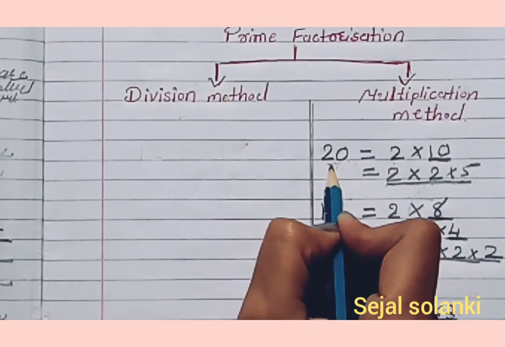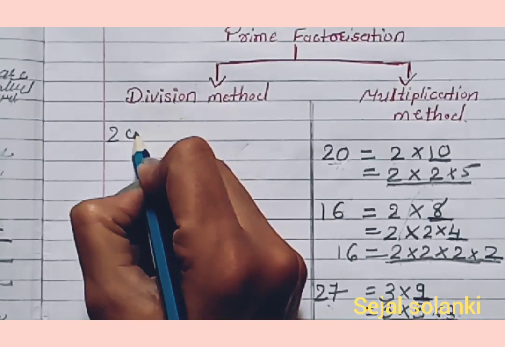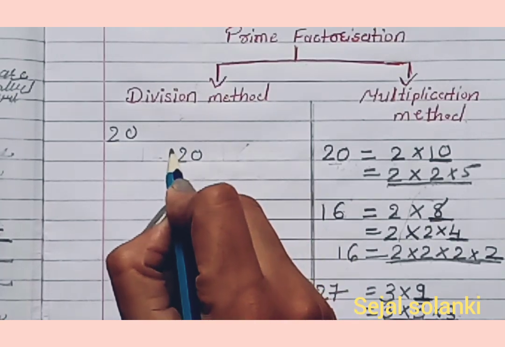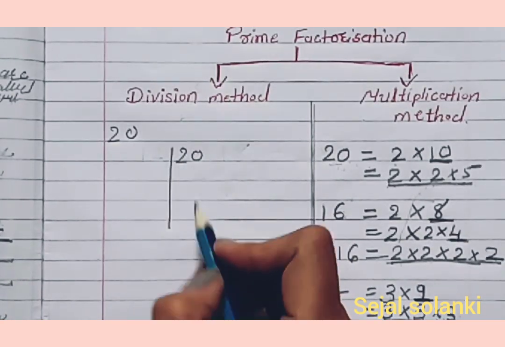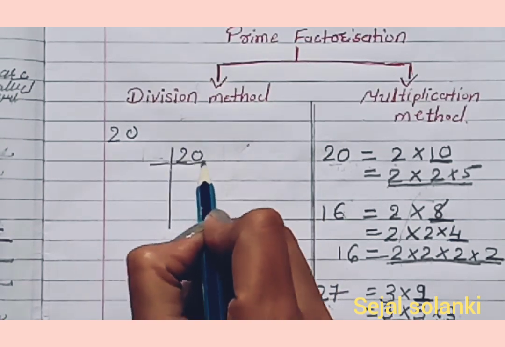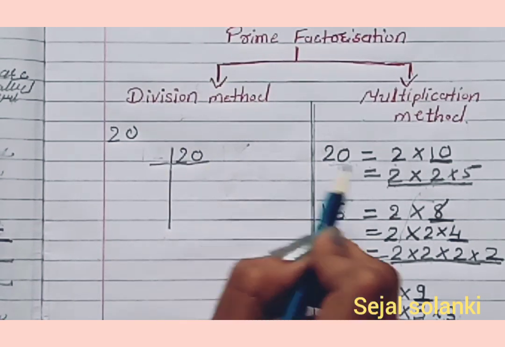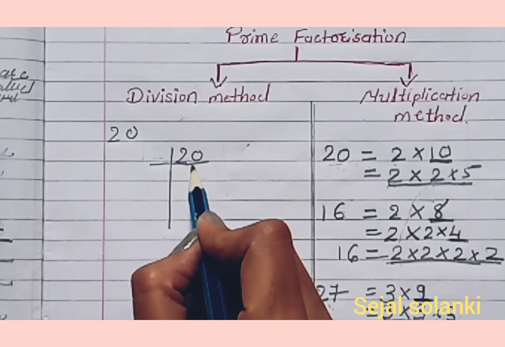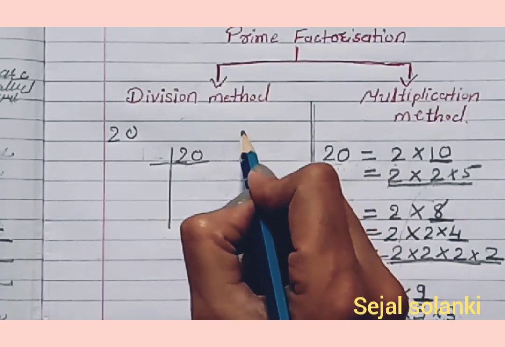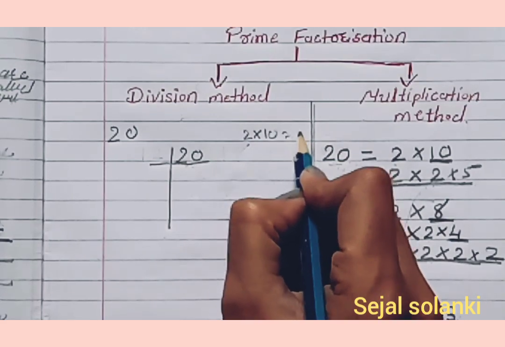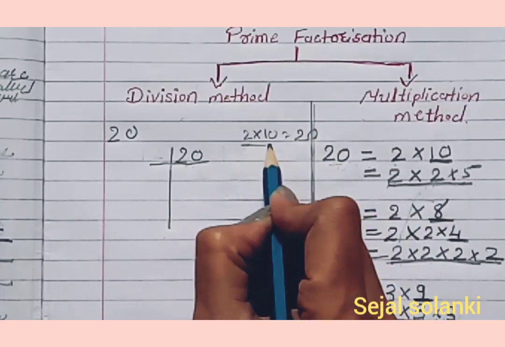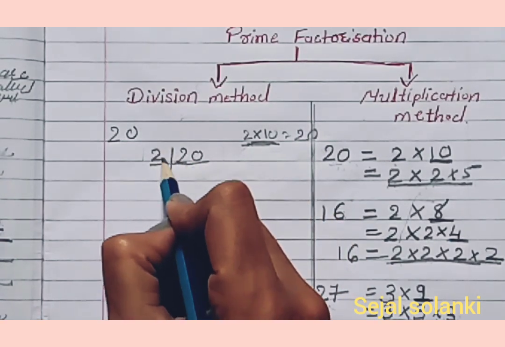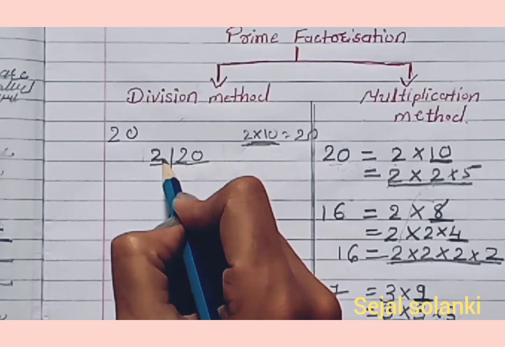Let's take 20 first. So first we will write 20, and at the left side of that number we will draw a line. Then we will check whether it is even or odd. It is an even number. So this number can be divided by 2, and we know very well that 2 tens are 20. At the left side we will write only prime numbers.